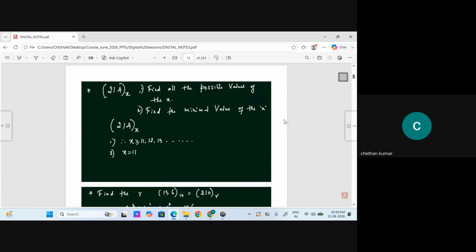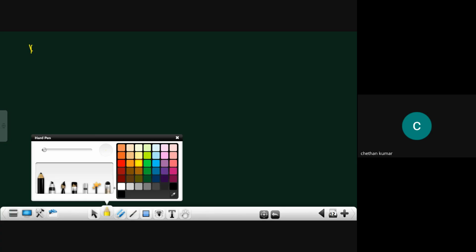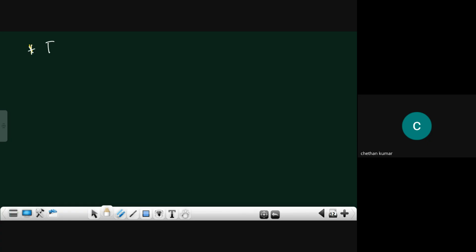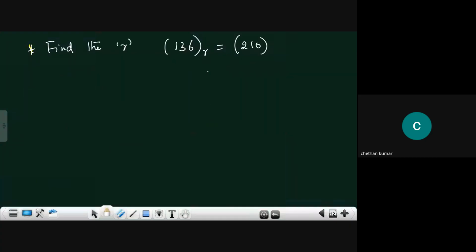Now let me give another question. Can you solve this question? Find the R. 136 of base 10. This is a very simple question. Find the R. What is the question? 136 base of R, then 210. Base of 10 and this is base of R. 210 is base of 10, and this is base of R.